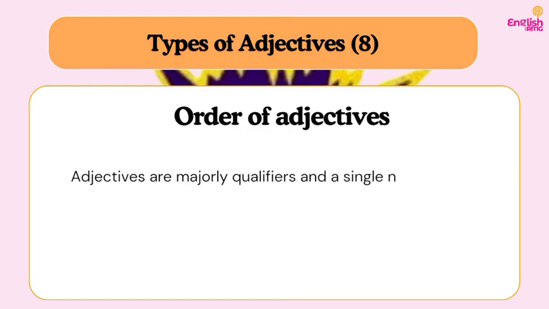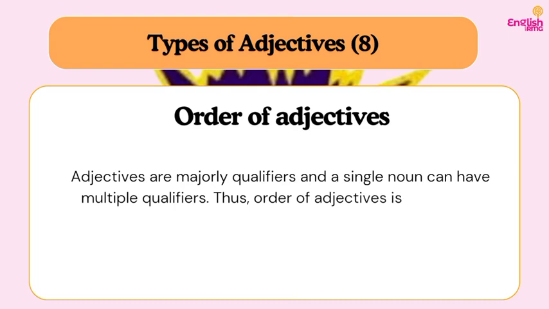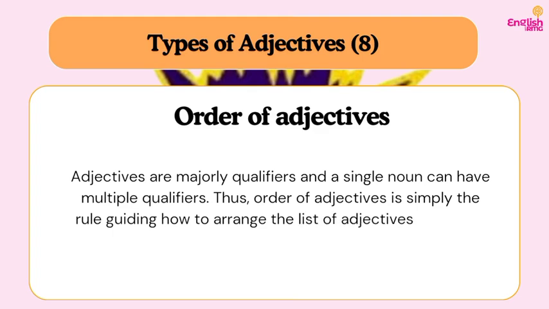So what is order of adjectives? Adjectives are majorly qualifiers, from what we explained in the first and second part. And a single noun can have multiple qualifiers. Thus, order of adjectives is simply the rule guiding how to arrange the list of adjectives qualifying one noun.